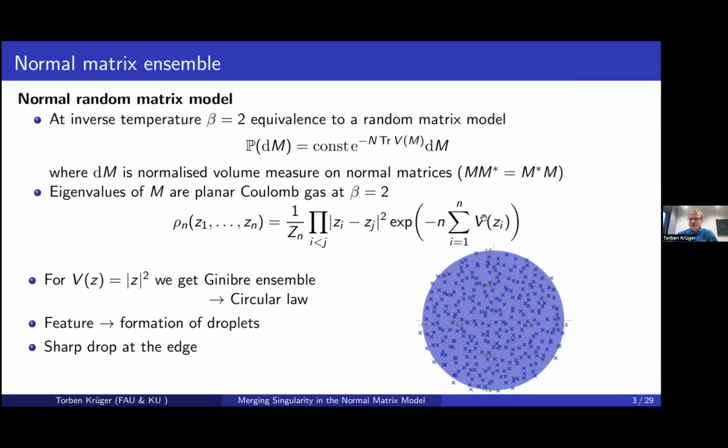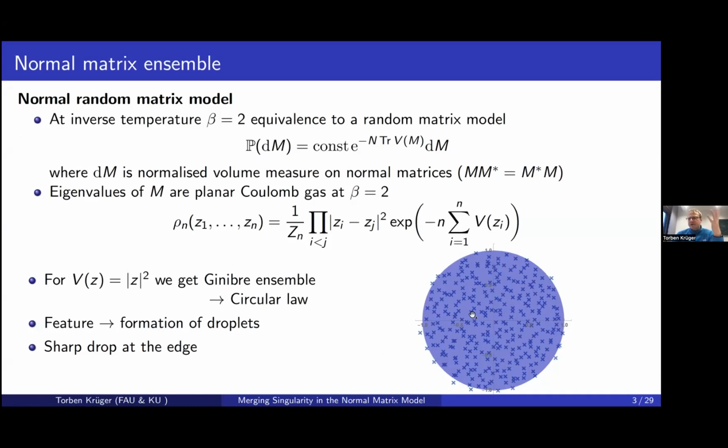And if you choose, for example, the external potential to be just the harmonic potential, just d squared, then you end up with the so-called Ginibre ensemble, and that's the same distribution as the eigenvalue distribution of a random matrix with just IID Gaussian entries. In the limit as n tends to infinity, this particle configuration will end up being uniform on the disk of radius 1 in the complex plane in this particular case.